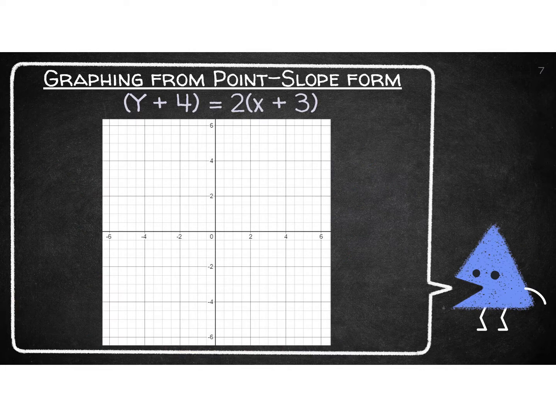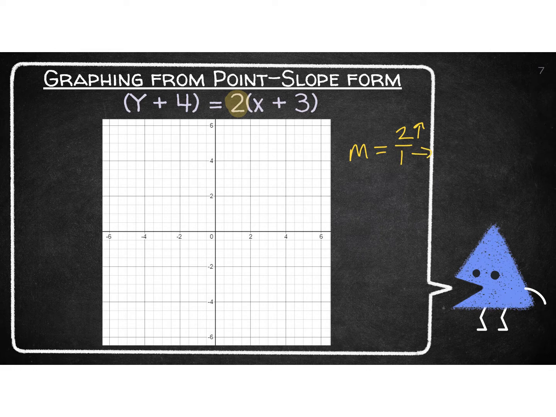For these next couple, we're going to graph from point-slope form. So what we want to do on these is identify the point and identify the slope. Well, the slope is easy because the slope is just going to be the part that's before the x term. So that's the 2 right there. So my m is 2, or 2 over 1, so that we know where to count. We're going to count up 2 and right 1.